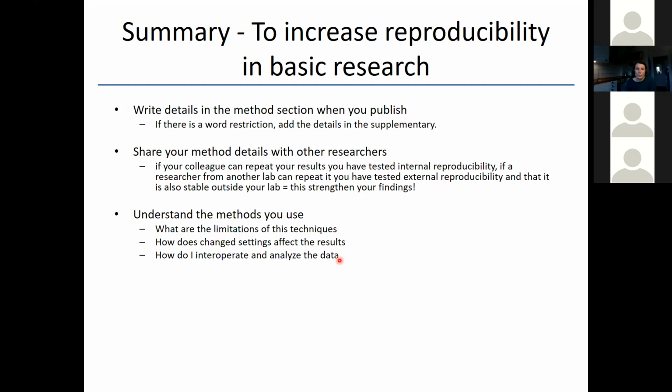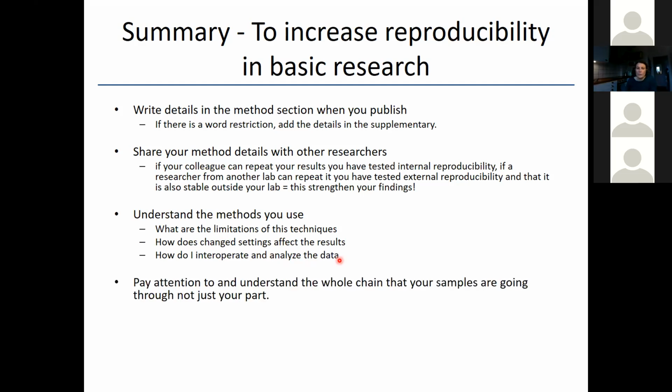Understand the method that you're using. What are the limitations of the techniques, so you don't draw conclusions that cannot be drawn? How does changing settings affect the results? And how do I interpret and analyze the data?